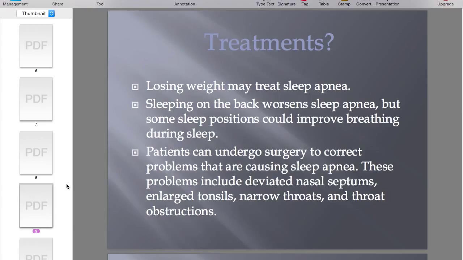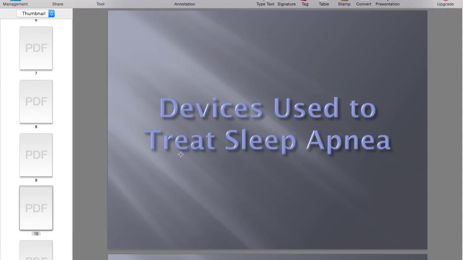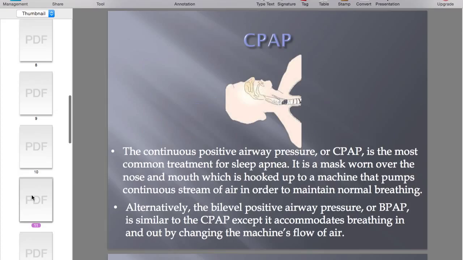There are some treatments, though, for sleep apnea. For some people, they just need to lose weight, and that treats their sleep apnea. Sleeping on the back, which is one of the common factors that makes sleep apnea occur, worsens it. But some sleep positions actually improve the flow of air, so those help. Or you could undergo surgeries to correct the obstructions in the throat. Recently, some devices have been created to treat sleep apnea.